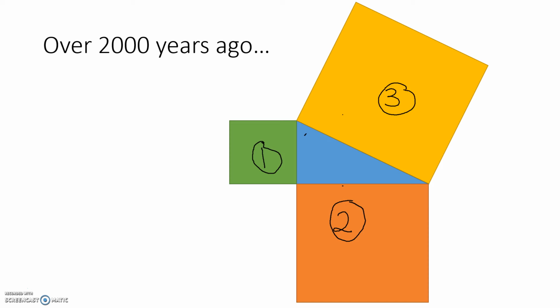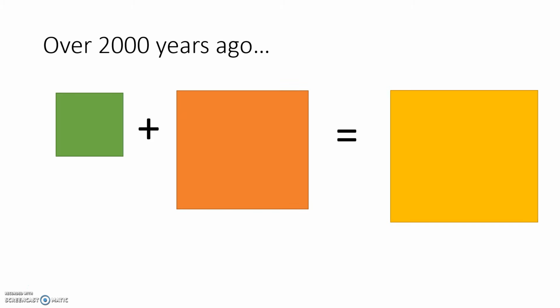So if we remove the triangle from here, this is what we get. Similarly, this is what we get. The area of the first square plus the area of the second square gets the third square. Now, I do not know why he was doing that, why he was playing with right angle triangles, but it's really quite cool that someone could notice this relationship between the sides of the triangle.